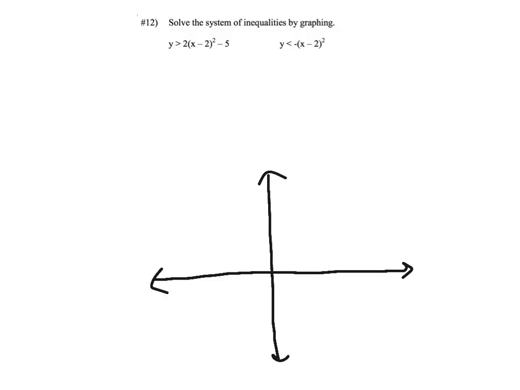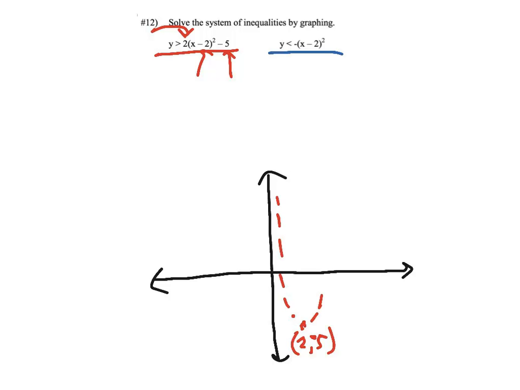Number 12 says to solve the system of inequalities by graphing. So here we have our x and y axis. If we graph each of these, I'll call this one my red function and this one my blue function. The red function, because of this 2 here, is stretched vertically by 2. This 2 moves it to the right, and this 5 moves it down. So if I go right 2 and down 5, that puts me here. It's 2, negative 5.